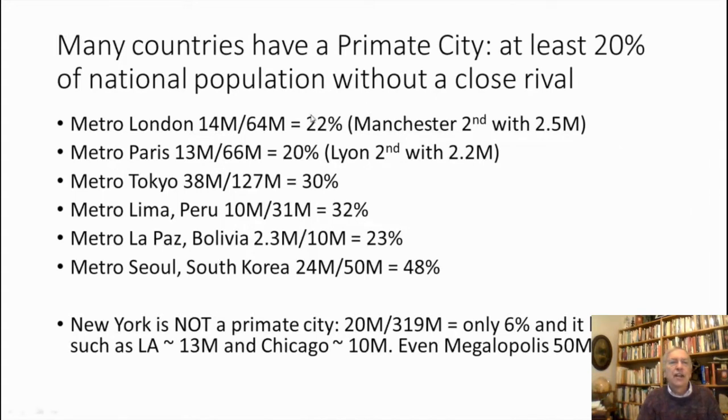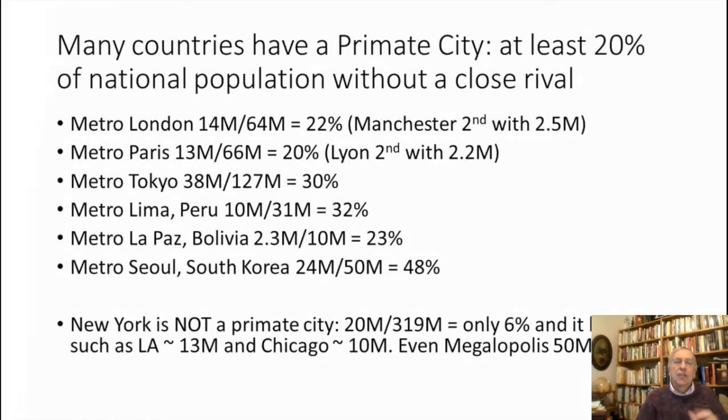Metropolitan Paris is a second example. It's funny, we'll see there are some mathematical regularities in city size distribution, but it's funny how, in a very different country, France, it's almost the same set of figures. Instead of the United Kingdom's 64 million, France has 66 million people. Instead of London having 14 million, Paris has 13 million in its metropolitan area. So in this case, it's 20% versus 22% in England. Lyon is second with 2.2 million people.